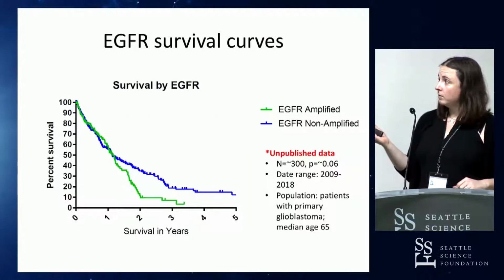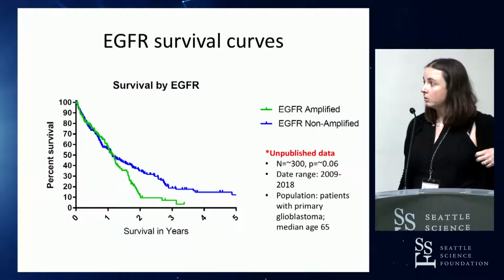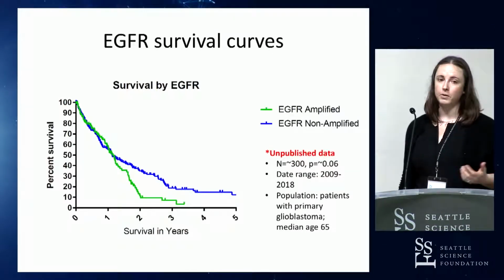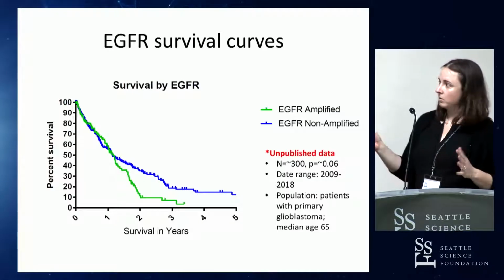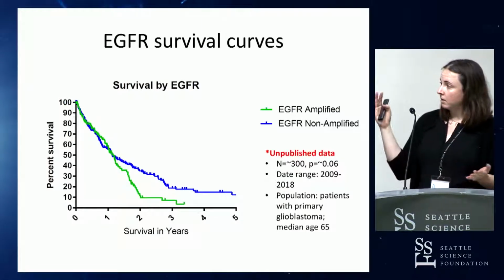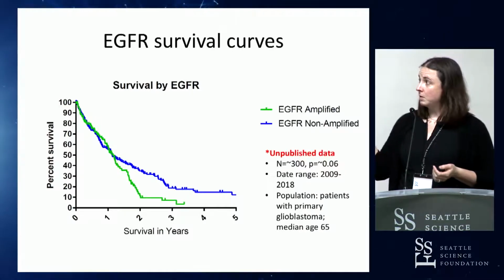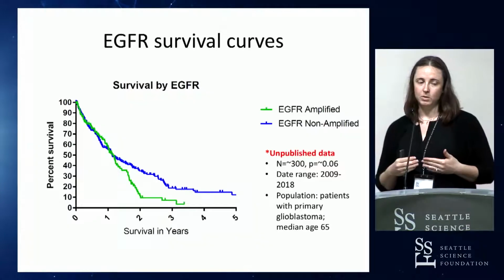And so I couldn't find a good survival curve. So this is actually unpublished data here. It was part of a data set that I was working on in fellowship. This was the raw data, so this isn't the prettiest graph, but you can see at about a year, the graph starts to split apart, that there is a survival advantage. And ironically, patients that have non-amplified tumors live longer.